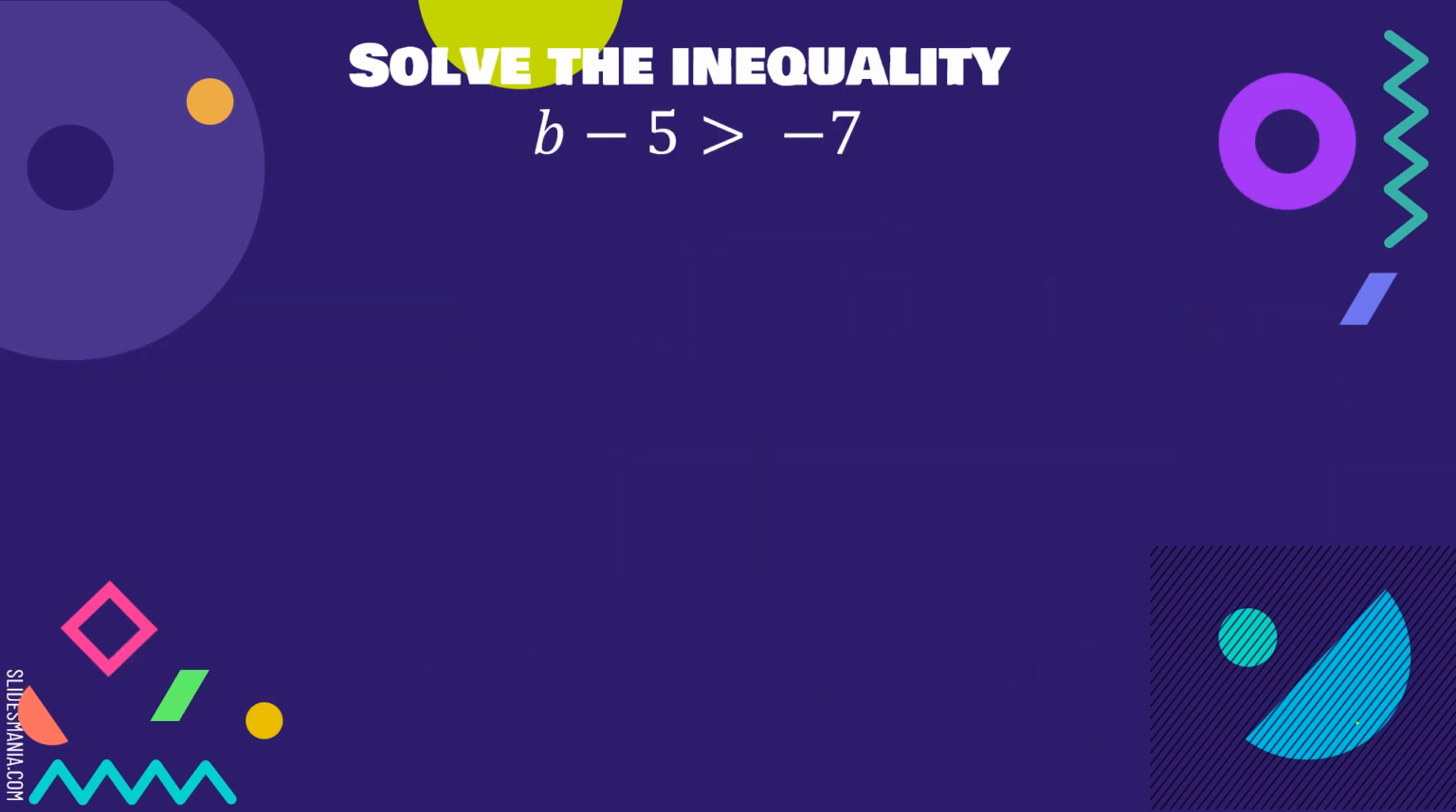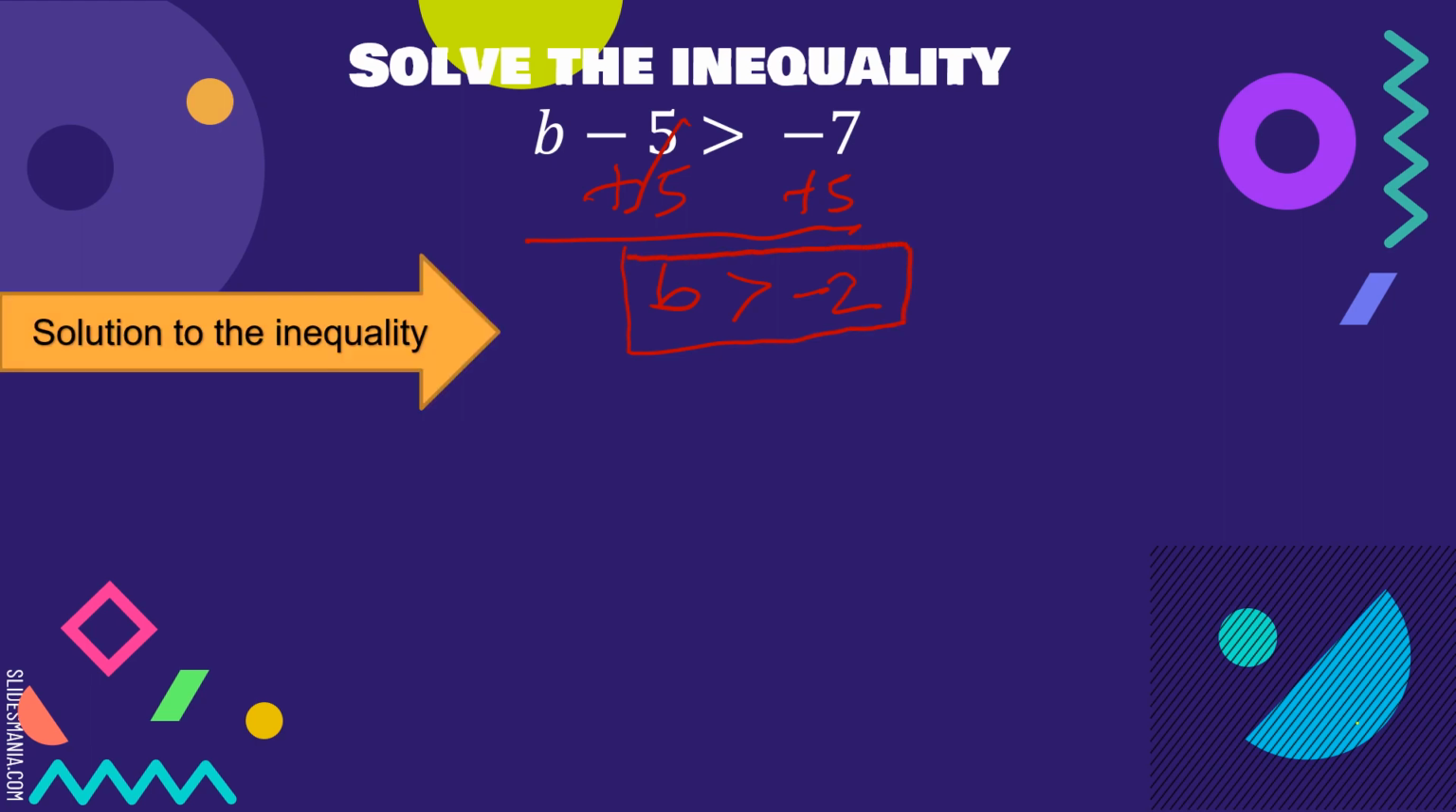Now this is our problem number 2. We are going to solve the inequality b minus 5 greater than negative 7. The first thing to do is to eliminate the negative 5 by adding positive 5 on both sides of the inequality. So negative 5 plus 5 is 0. What's left on this side is only b, greater than negative 7 plus 5. That is unlike signs, so that is 2, and then copy the sign of the bigger number. So this is our solution to the inequality, b greater than negative 2.